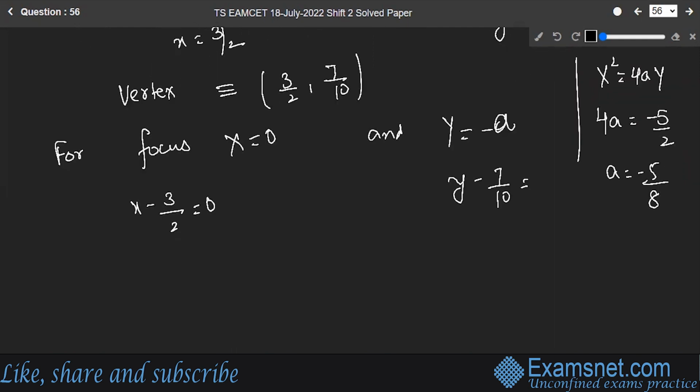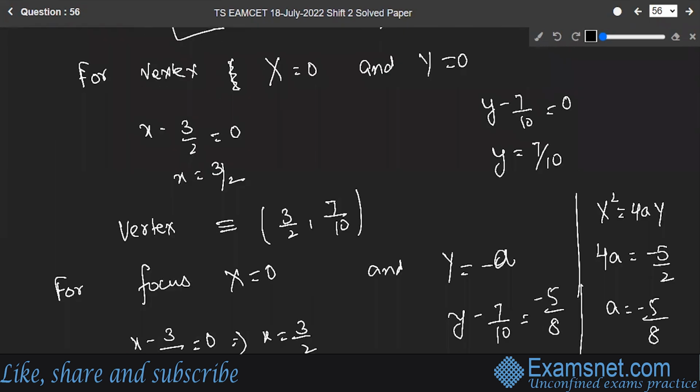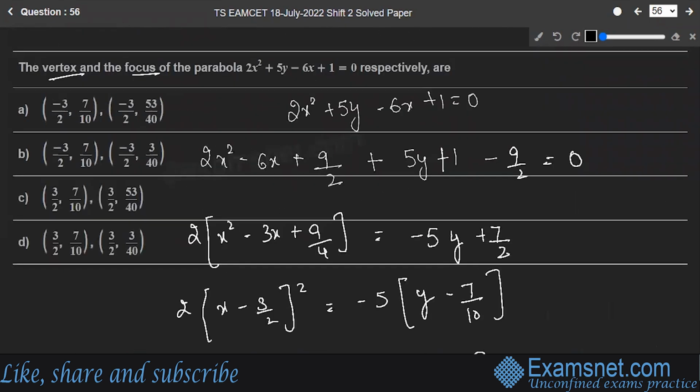So from here, y minus 7 by 10 is equal to 5 by 8, or small y on solving is minus 5 by 8 plus 7 by 10. This is equal to 3 by 40. On solving, this will give you 3 by 40. So you got the value of small x and small y. Therefore, the focus is 3 by 2 and 3 by 40. So you got both the things, focus and the vertex. This is your focus, and this is the vertex. So we have option D as the correct answer.